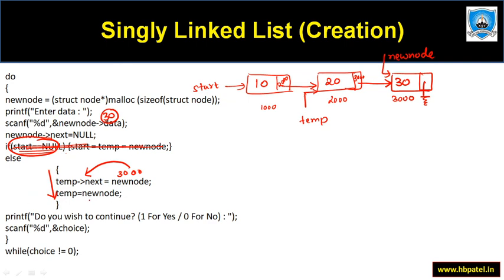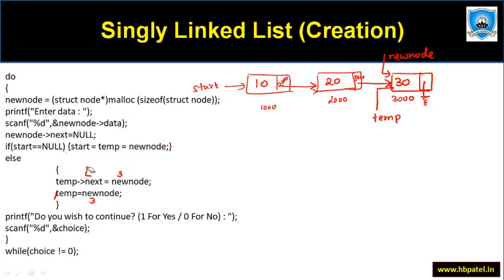And temp equal to new node. So earlier temp was 2000. Now 3000 is assigned to this. So now the old temp is gone. Now temp is pointing to this one. Alright, so this is how I can erase the temp. And now it is pointing here, and the same way you can just keep on continuing.